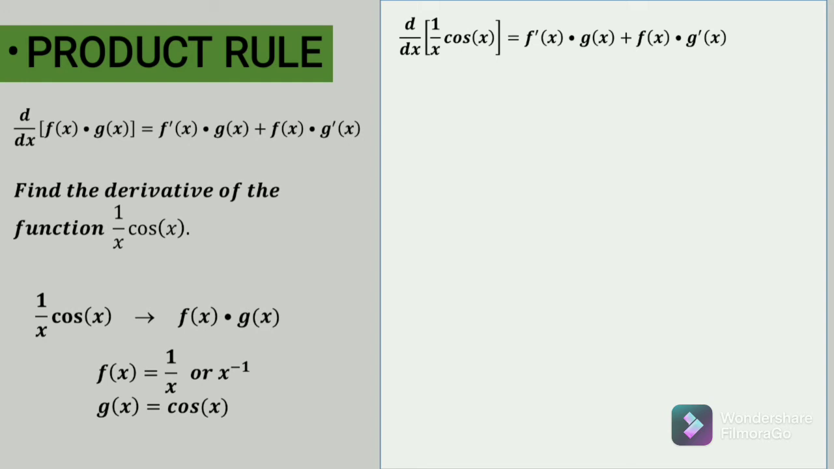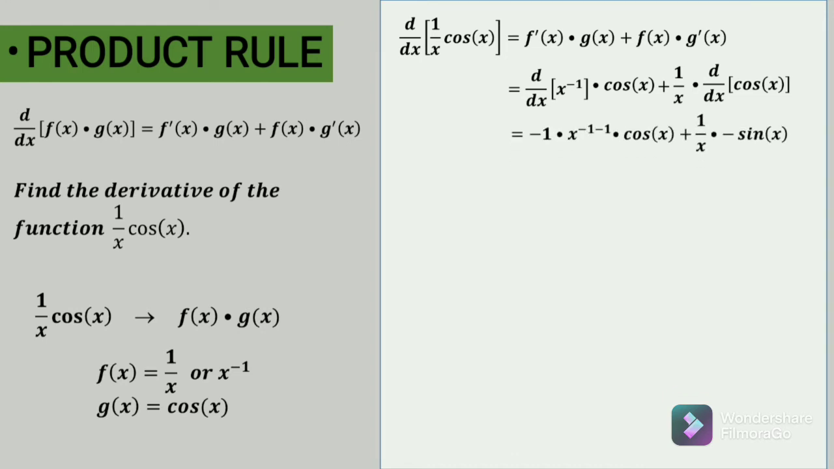So the derivative of 1 over x times cos of x is equal to f prime of x times g of x plus f of x times g prime of x. So let's substitute. Our f prime of x is the derivative of x to the power of negative 1, and our g of x is cos of x, plus our f of x is 1 over x, times the derivative, the g prime of x, which is the derivative of cos of x. So let's find the derivative.